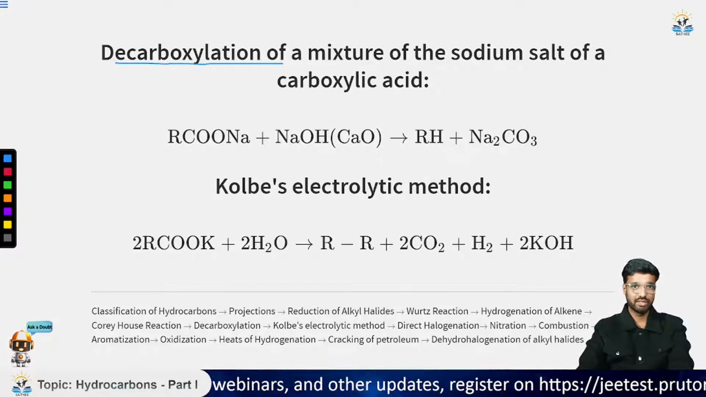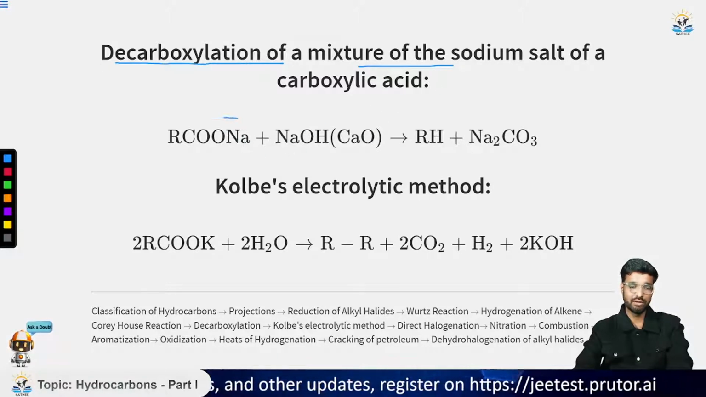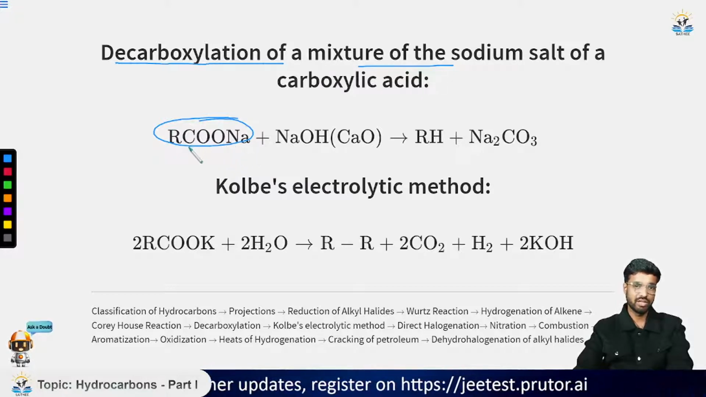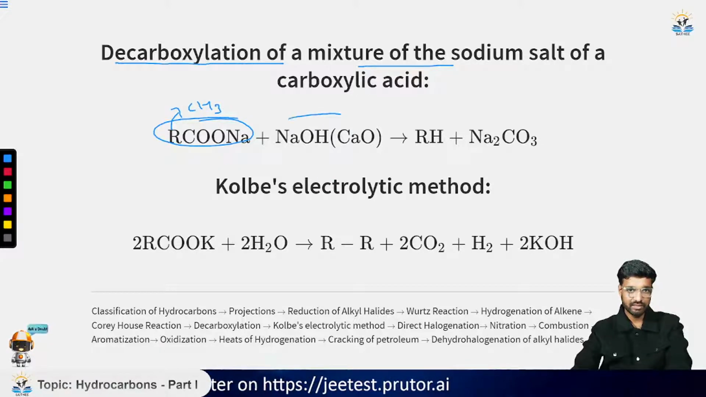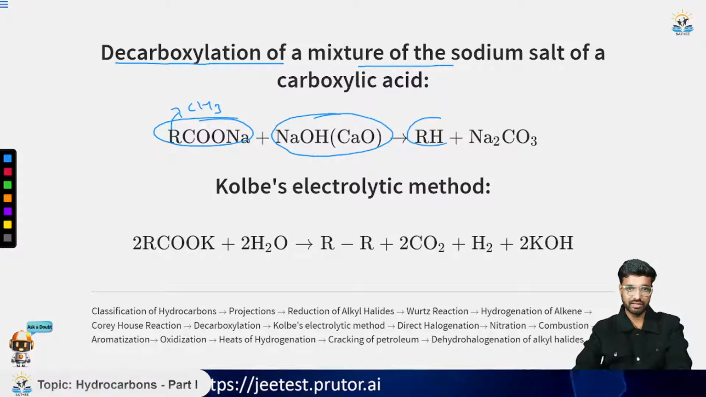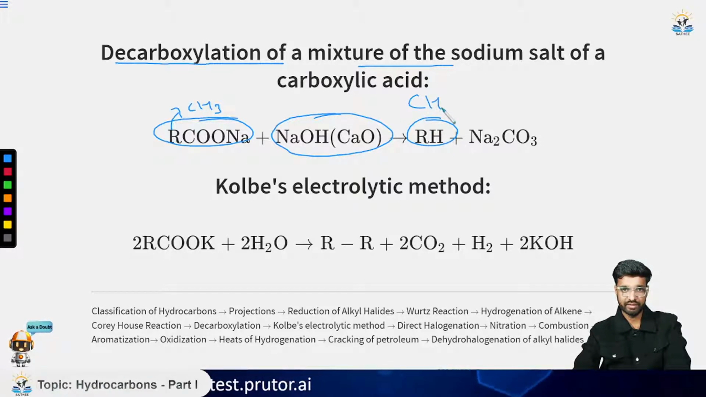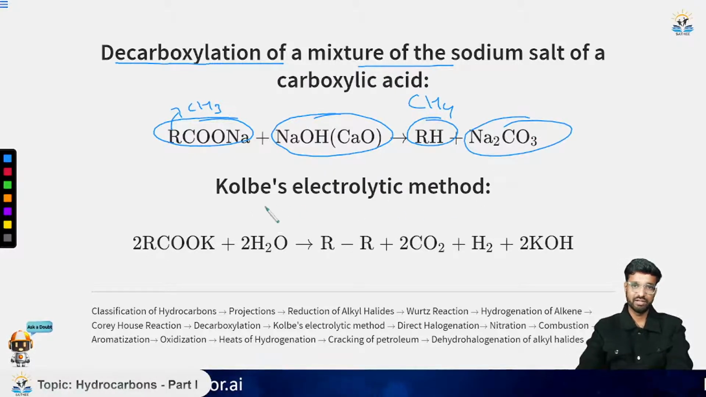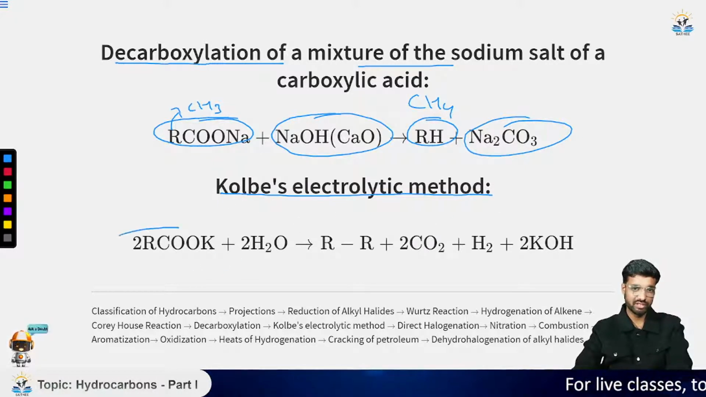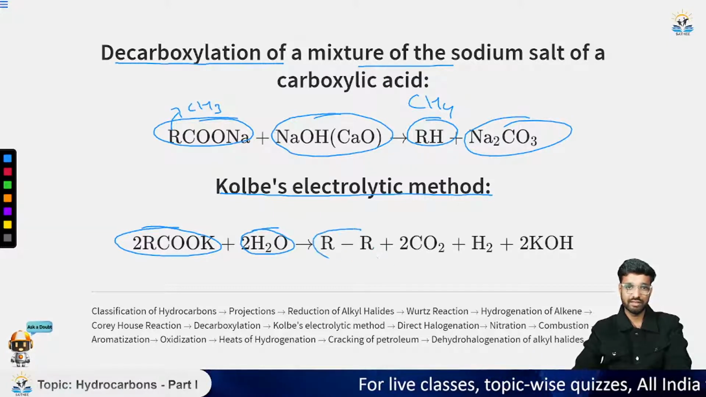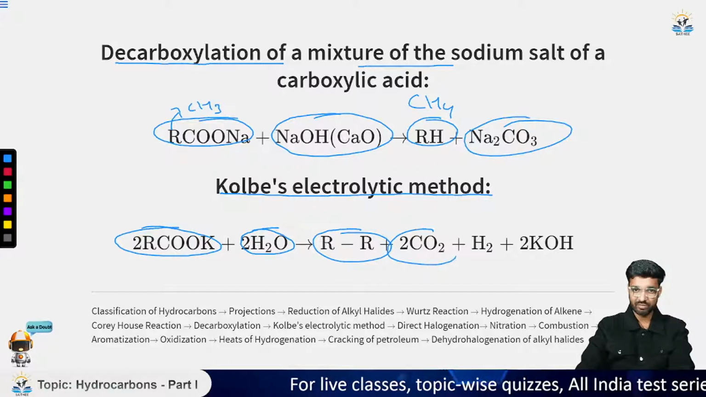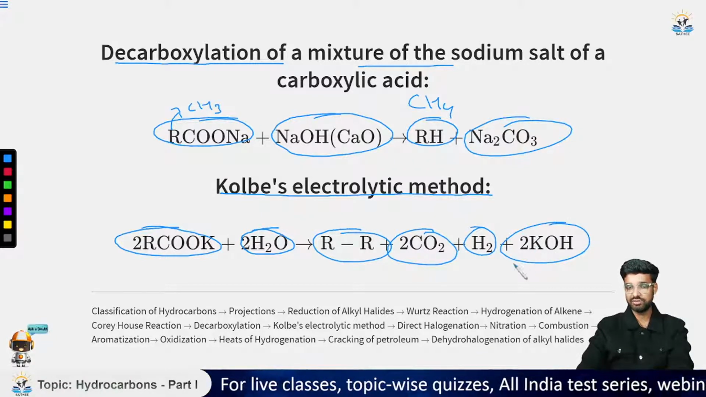Now next is decarboxylation. So what is decarboxylation? We are using a salt of carboxylic acid. Here it is sodium acetate, CH3COONa, and then we are reacting it with sodium hydroxide. Then we will get CH4 if it is CH3, and sodium carbonate. Then we have the Kolbe electrolytic method. Here we are using the potassium salt of the carboxylic acid and doing its hydrolysis. Then we will get R-R on one of the electrodes, and carbon dioxide and H2 will be released, and KOH on the other electrode.